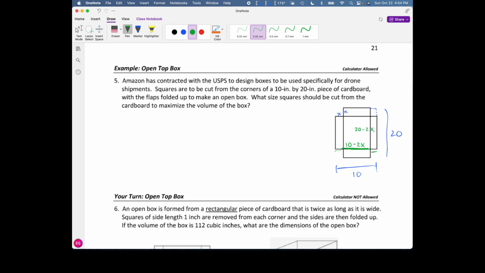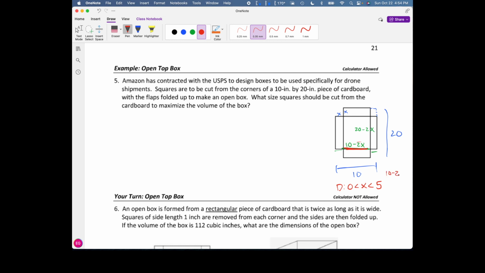We have a similar idea with our domain. I'm just going to start with that since we're here. Our x value cannot be 0. We have to remove something from the corner to create this three-dimensional shape. So we're going to have that x has to be greater than 0. And now we're going to look at the smaller of the two sides. So 10 minus 2x. x can't be bigger than 5, because if we did 10 minus 2 times 5, that would be 0. And anything past x equals 5, we'll get a negative number there. So basically, our domain is always going to be half of the smaller side, right?